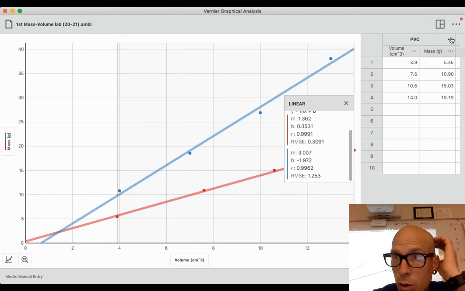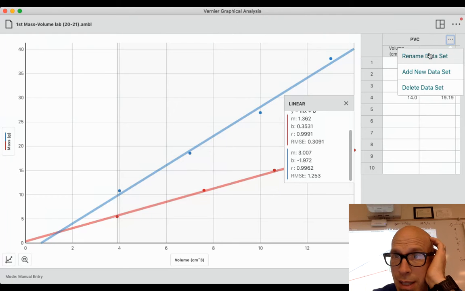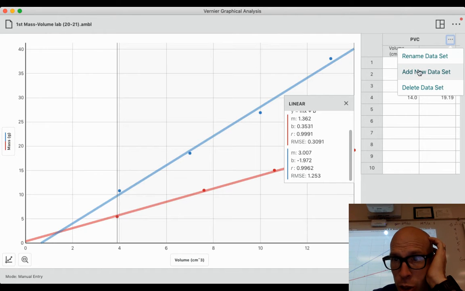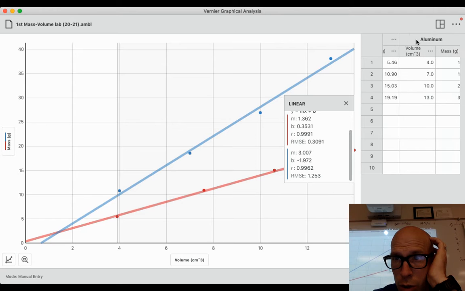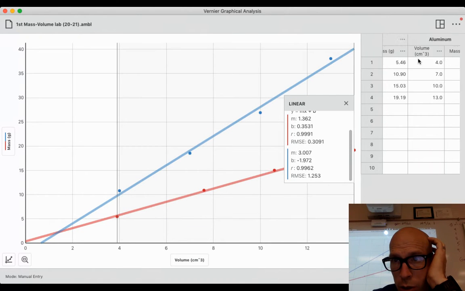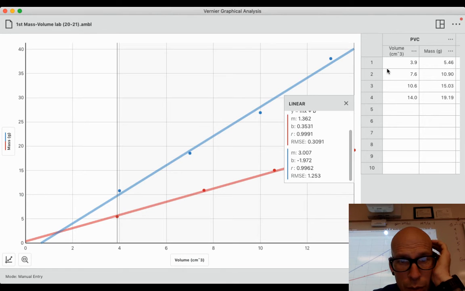And then I also click up here to rename the data set so that I know which one is my PVC set. And then again, adding a new data set. That's what we did in class by clicking on here, adding new data set. That gave us a brand new one next to the first data set. Then you could go in here and change this name, and I renamed that to aluminum instead of data set 2. So that is the process we went through in class.